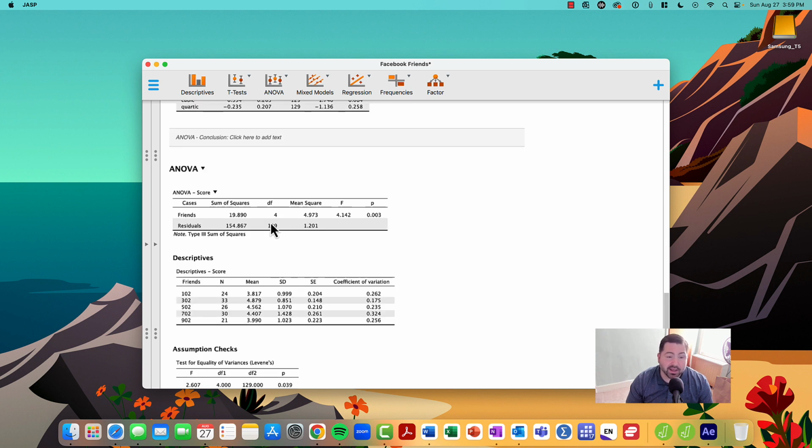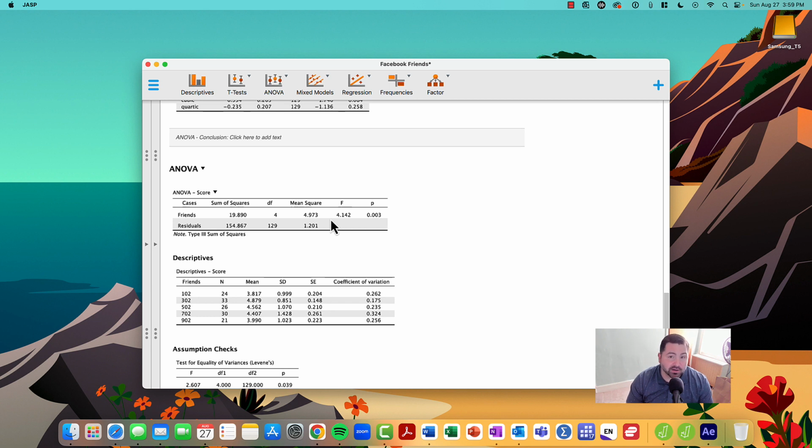So next thing we want to look at is the ANOVA. And you can see that ANOVA is based off of the sum of squares, the degrees of freedom, the mean square, the F, and the P. It's easy to jump right to the P because you see it's statistically significant. But let's make sure you understand what each one of these rows represents.